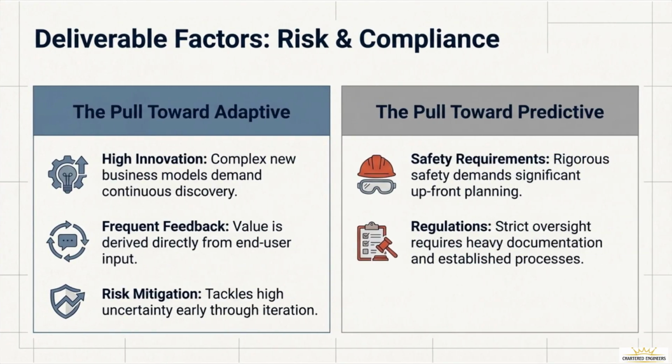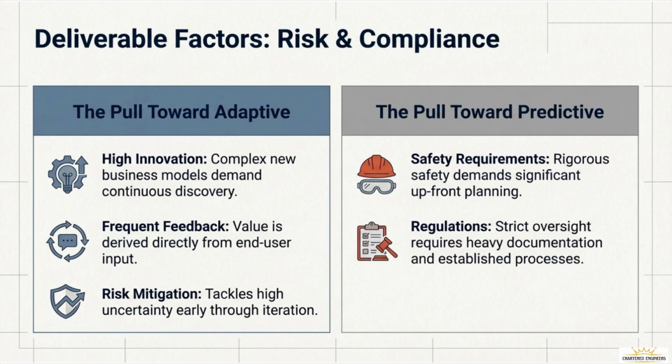What happens when you have a project with high innovation but also strict safety requirements? You have two opposing forces pulling at your development approach. On one side, we have the pull toward adaptive. This is driven by high innovation, where complex new business models demand continuous discovery. In these environments, value is derived directly from frequent end-user feedback. By iterating, you tackle high uncertainty early, which is a powerful form of risk mitigation. If you don't know if a feature will work, you build a small version of it first to find out.